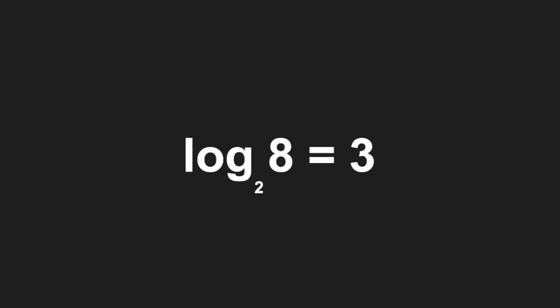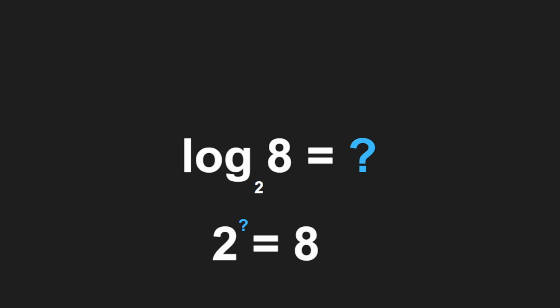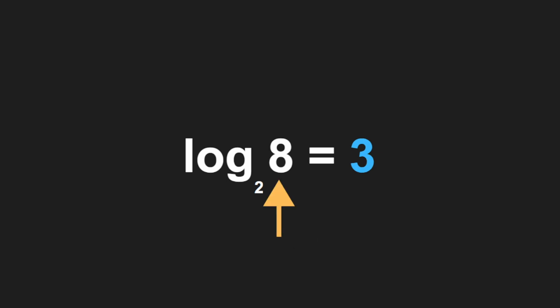So what this is basically saying is 2 to the what power equals 8? Well, 2 to the third power equals 8. To put it another way, if you took the number 8 and repeatedly divided it by 2, how many times would it take to get down to one item? So that is 3 times.